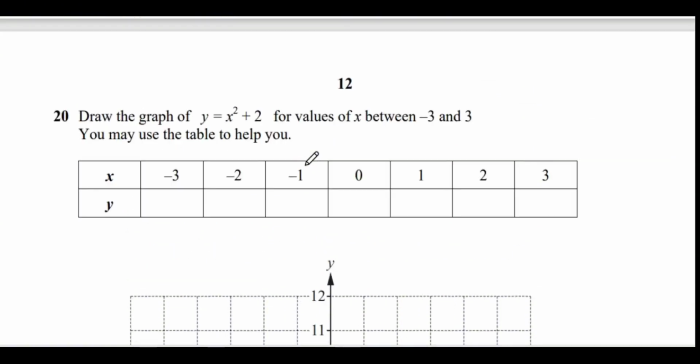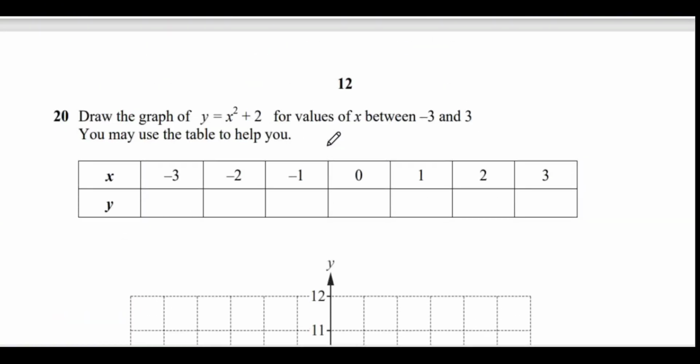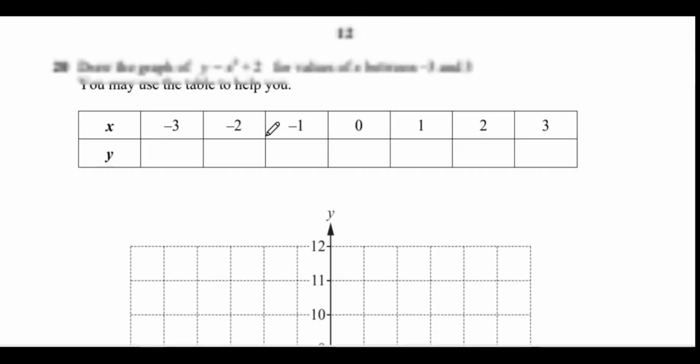The next one is a graph. We are asked to draw a graph for this, if the value of x is between minus 3 and 3. You may use the table to help. So the first thing I will do is to complete this table. That will enable me to locate the points where I'm going to draw the curve.